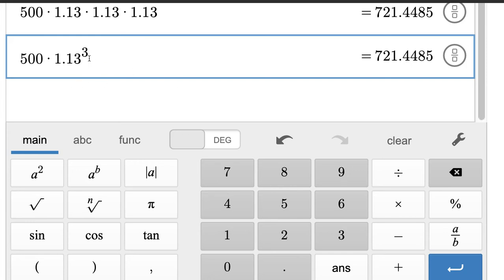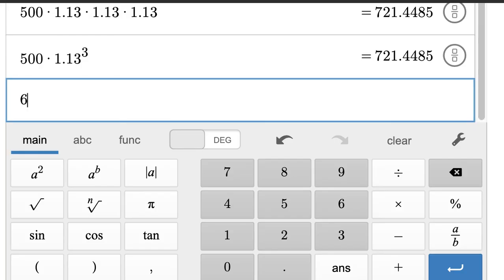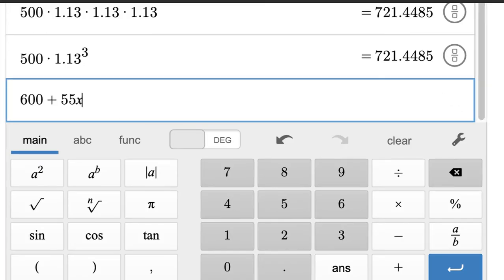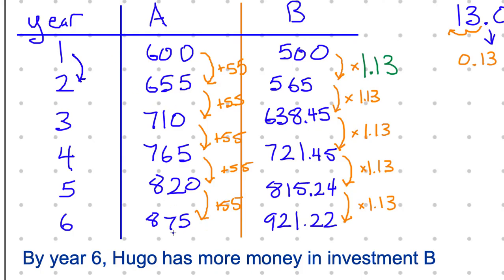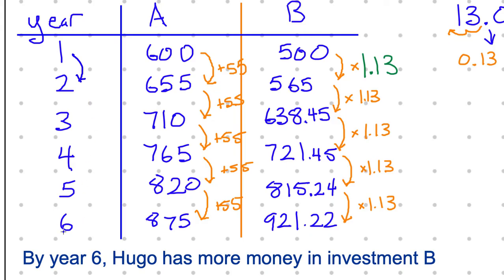And you can also use the equation over here, which is 600 plus, instead of multiplying, and how much am I adding each time? 55x. So this x could be like times 1, 2, 3, 4, 5. Notice that all of those match up with the values that we had right here. Again, this is 5 years into the future.